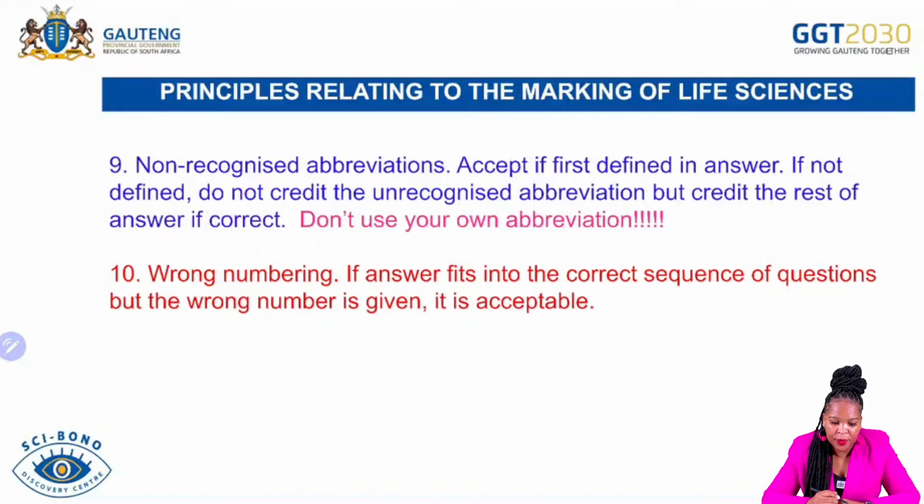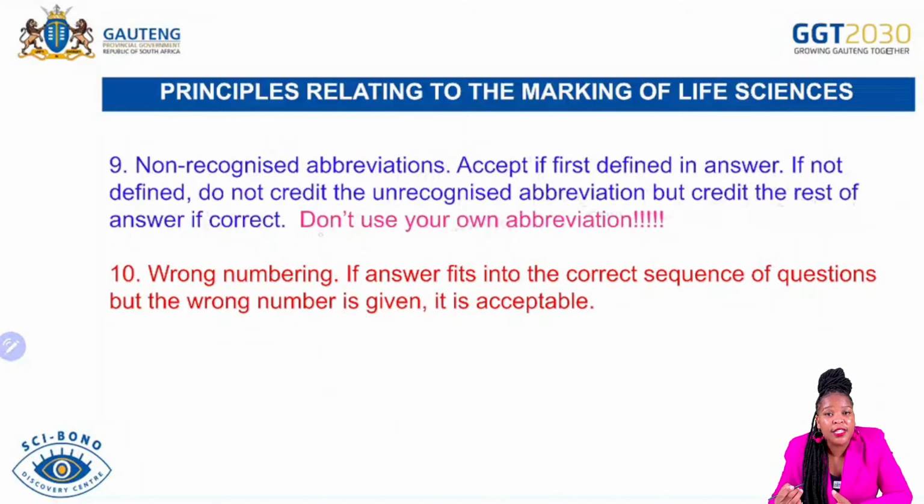Right, number 9, non-recognized abbreviations. We are only going to accept them if defined in the answer. If not defined, you're not going to get credit for unrecognized abbreviations, but you're going to credit the rest of the answer if it is correct. Don't use your own abbreviations. We know sometimes when you study, you want to abbreviate the words in a way that you are going to understand them. However, that may be dangerous if you still keep on using those abbreviations in your exam or in your final paper, because they may not be recognized in life sciences. Make sure that you use only the recognized abbreviations, not your own.